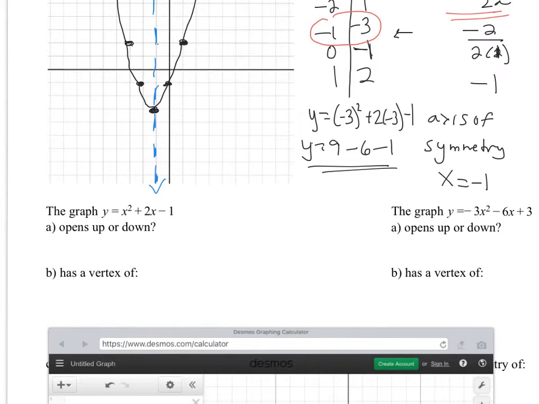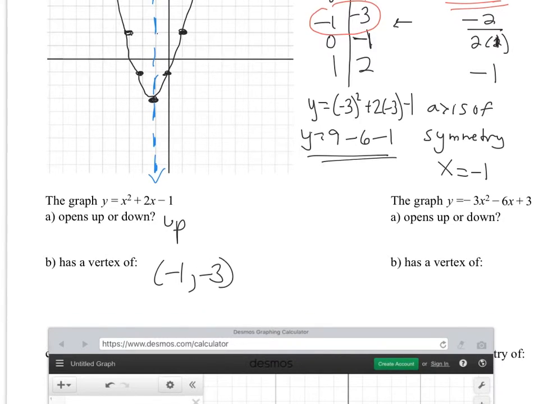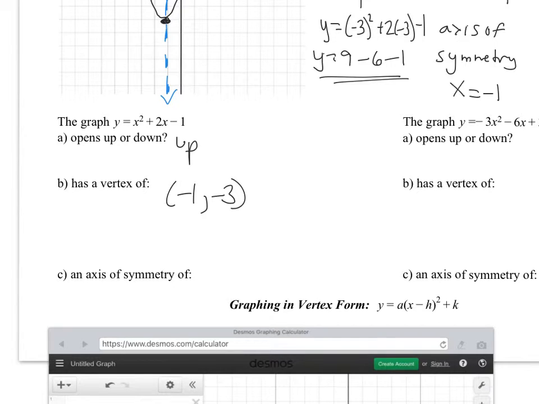So I asked some questions. Does this open up or down? Well, obviously, this graph opens up. What's its vertex? Well, we figured that out. It's negative 1, negative 3. And what's its axis of symmetry? Well, its axis of symmetry is x equals negative 1. And again, if you notice, these are the same value. The first coordinate of the vertex has to be the same as the axis of symmetry.